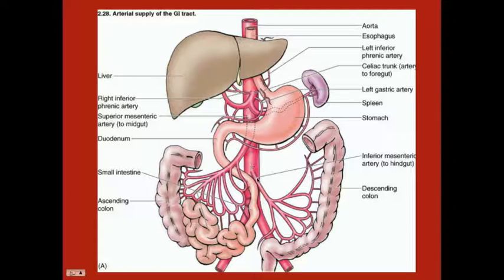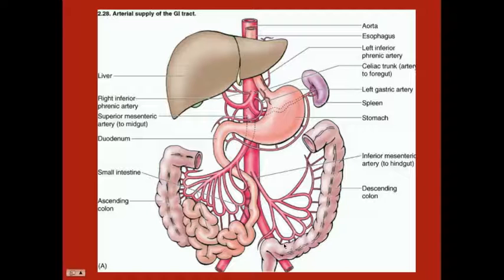Now, the inferior mesenteric artery supplies your descending colon and then your sigmoid and the superior part of your rectum. So it's going to give off a left colic artery, and the left colic artery supplies, well, what's on the left side? The descending colon. So it supplies the descending colon, left colic artery.